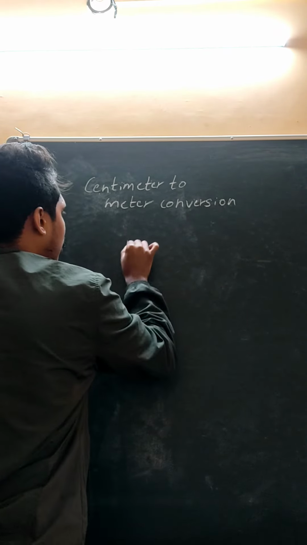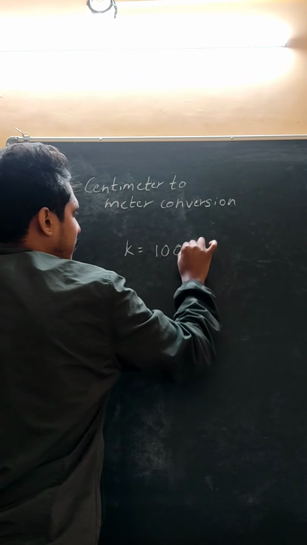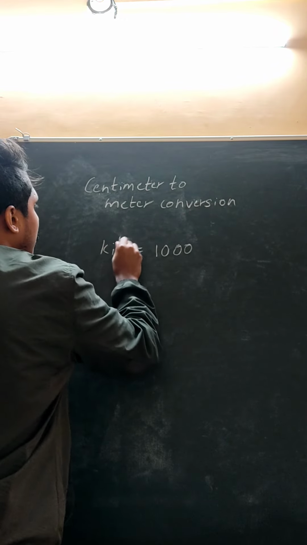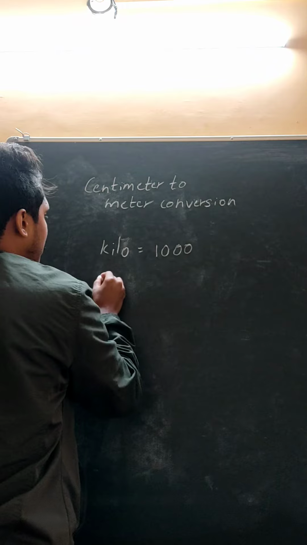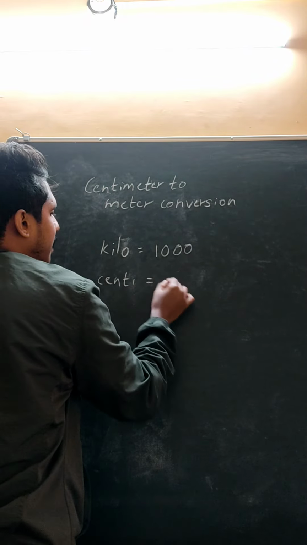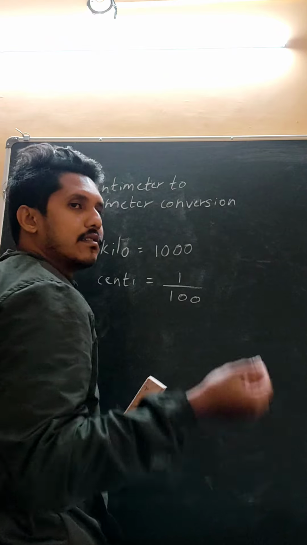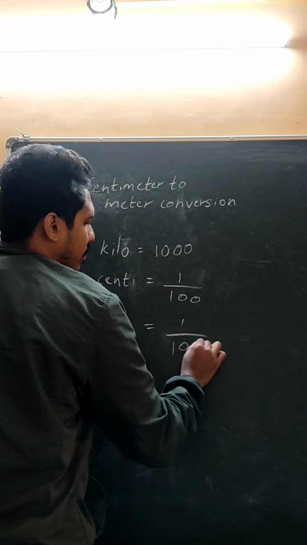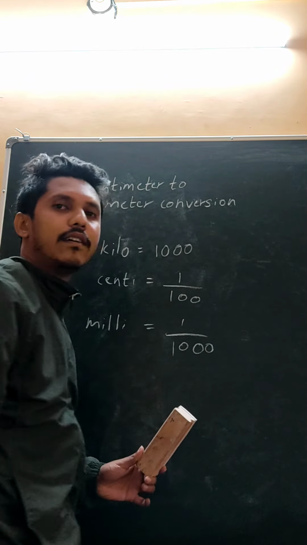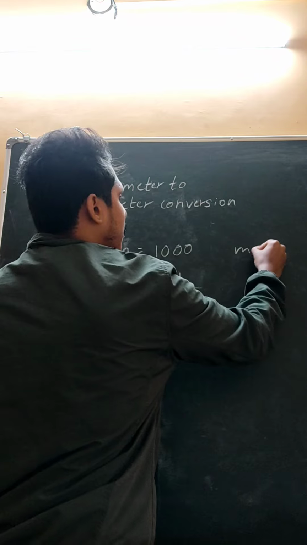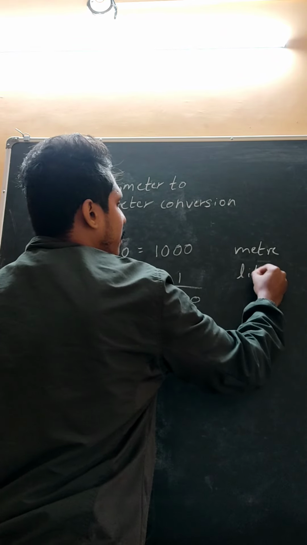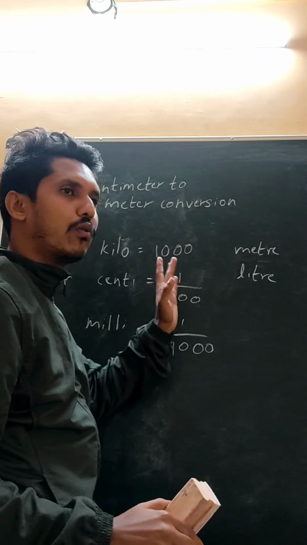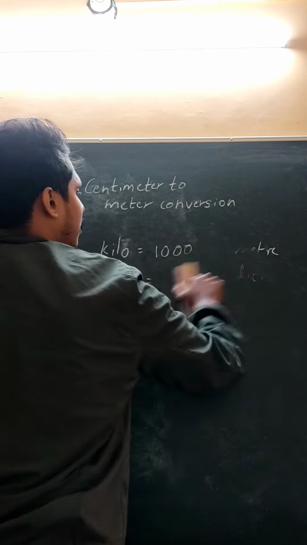What is the value of kilo? Kilo means 1000. Similarly, the value of centi is 1 by 100. Similarly, the value of milli is 1 by 1000. So these are the values, and the unit will be in meter or liter and many more. I'll give you an example and you'll come to know how to solve these kinds of problems. We'll go to the first problem.